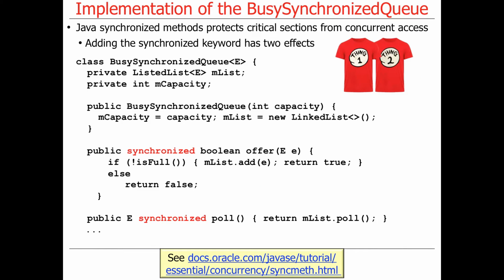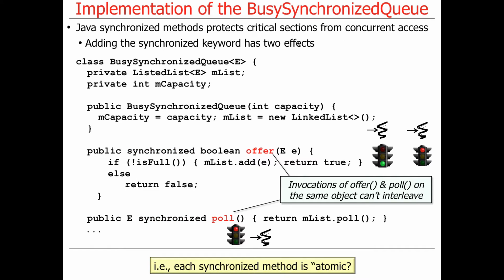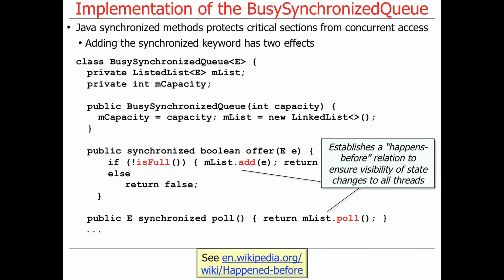When you add the synchronized keyword, two things happen. One is that offer and poll on the same object can't interleave. In other words, each method call is atomic, so you don't have to worry about race conditions accessing shared state. The second is the so-called happens-before relationship. What that means is that when you add or remove items from the underlying linked list, which is not thread-safe, of course, the consequence of using synchronized is that the state is automatically flushed out of the caches so that other threads can see what happened after you inserted something.